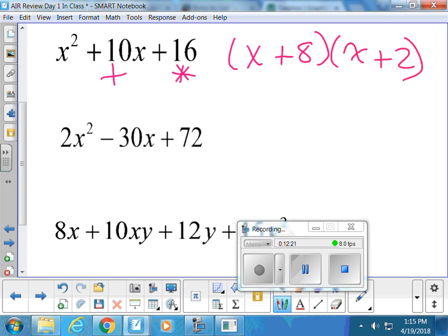And if you want to check, you could FOIL it out. It should FOIL out to what you started with. Right, the second one, the minute I looked at it, I saw the 2 and the 30 and the 72, and I was like, oh, that 2 out front will make this a box method. But 2 and 30 and 72 all have a common monomial of 2 that we can pull out front. So let's work on pulling the 2 out front.